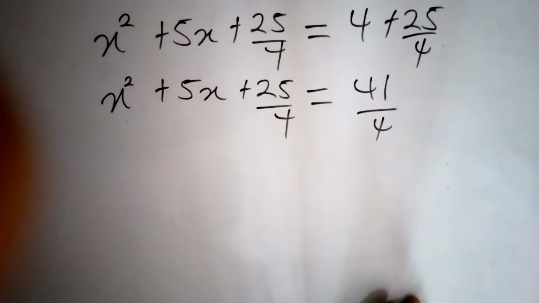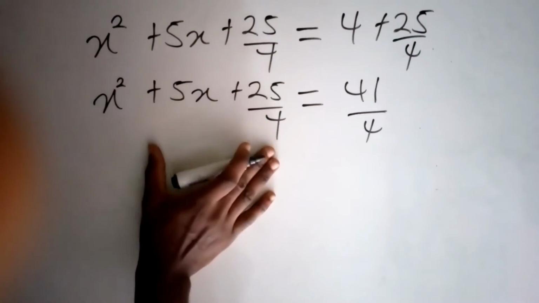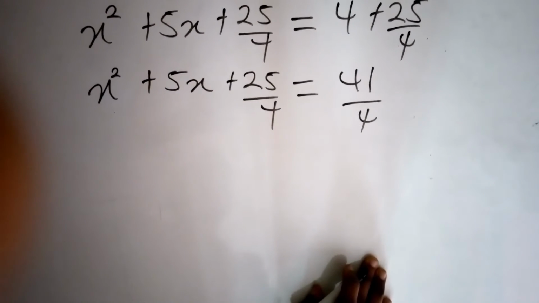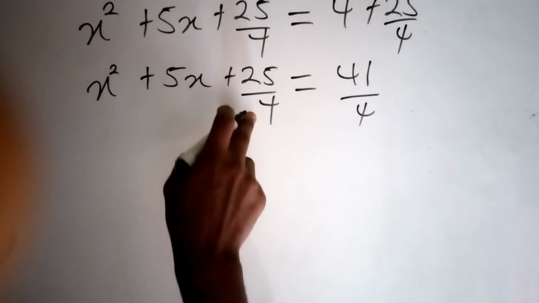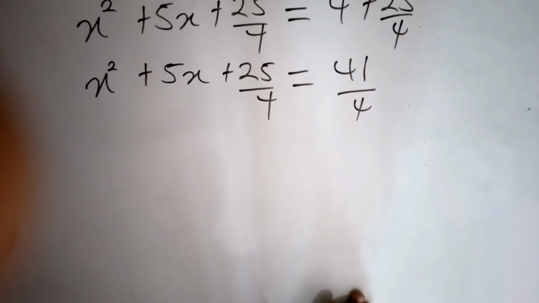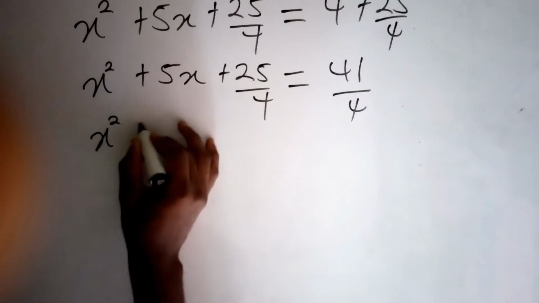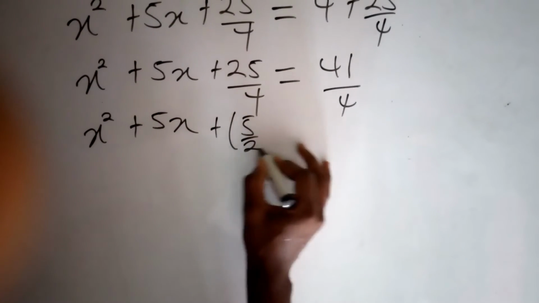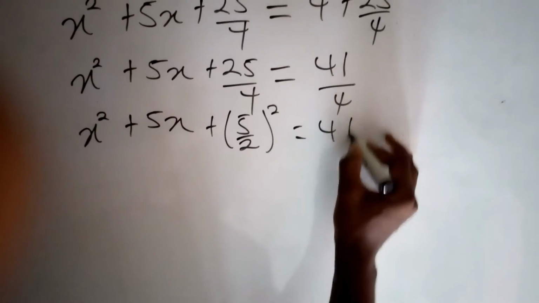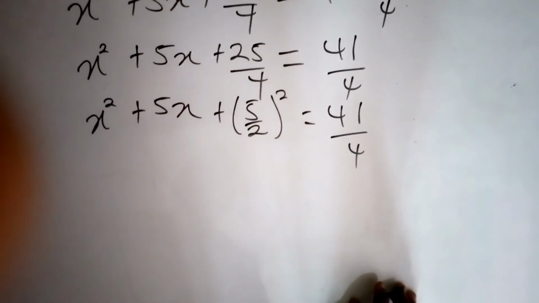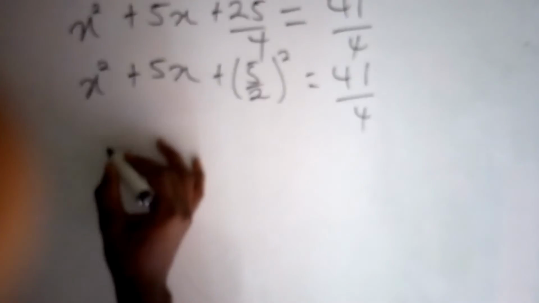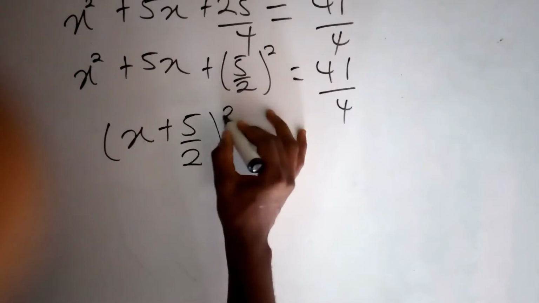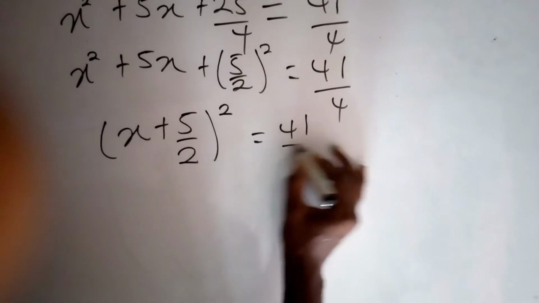Now, with this expression, we want to apply a simple trick here. There is something called perfect squares. I can express 25 over 4 as 5 over 2 all squared. That is, I'm getting x squared plus 5x plus 5 over 2 all squared, giving me 41 over 4. Now this can be simply written as x plus 5 over 2 all squared, giving me 41 over 4.